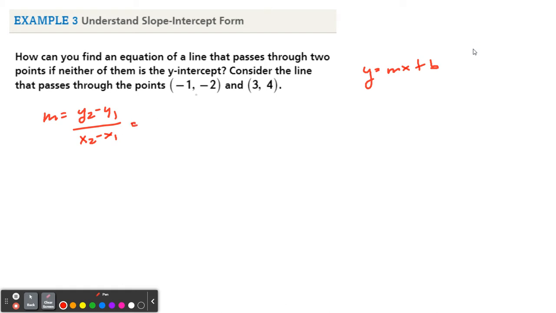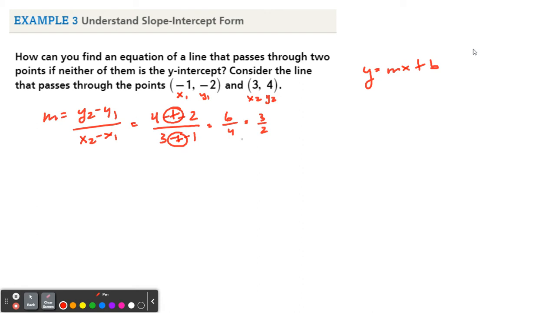So up here, they give you two sets of coordinates, right? The first set, let's call x1, y1. The second set, we'll call x2, y2. And now we simply take those numbers and plug them in where they go. So 4 is y2 minus -2 is y1. 3 is x2 minus -1 is x1. When you have a minus next to a minus, it becomes a plus. Same thing down here. And this is 6 over 4. And that simplifies, divide by 2, into 3 halves. And there is your slope.